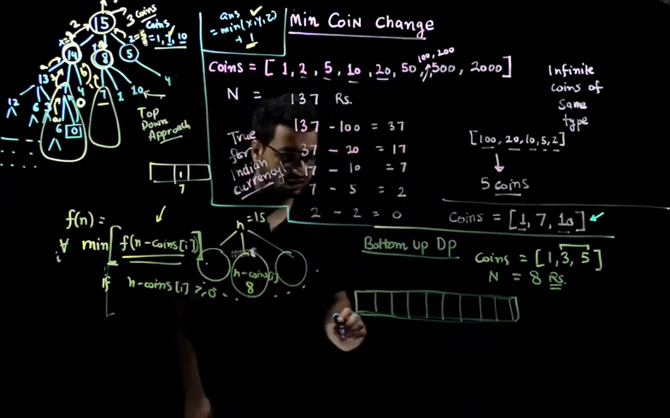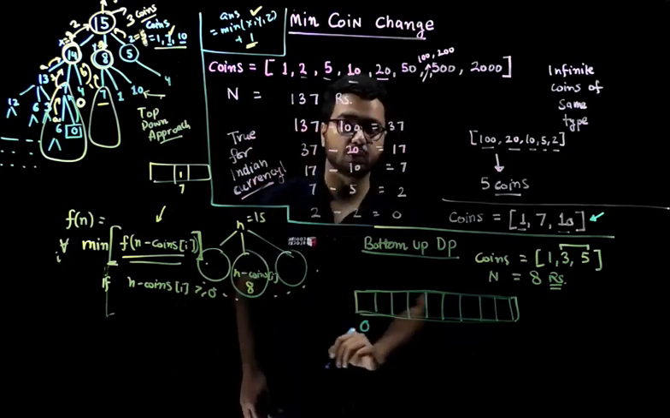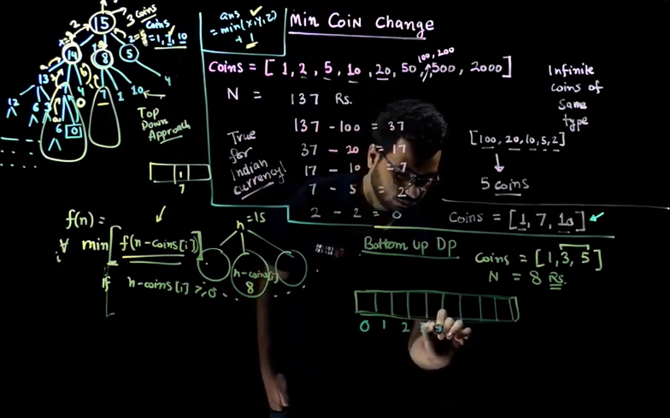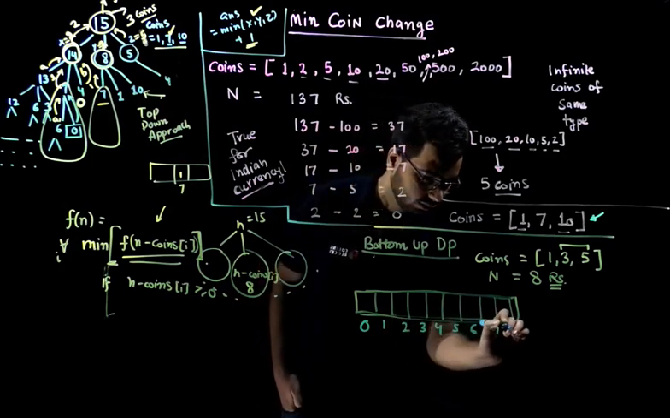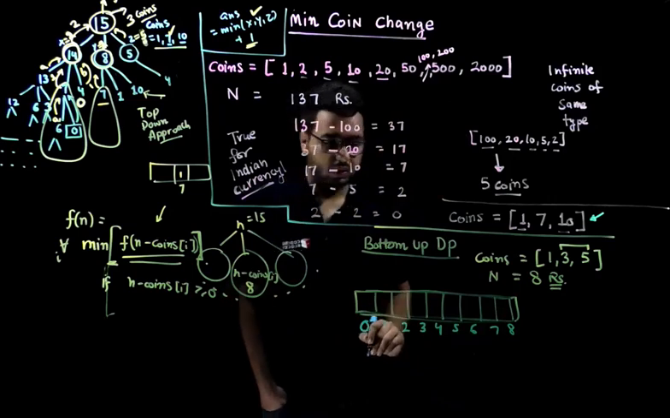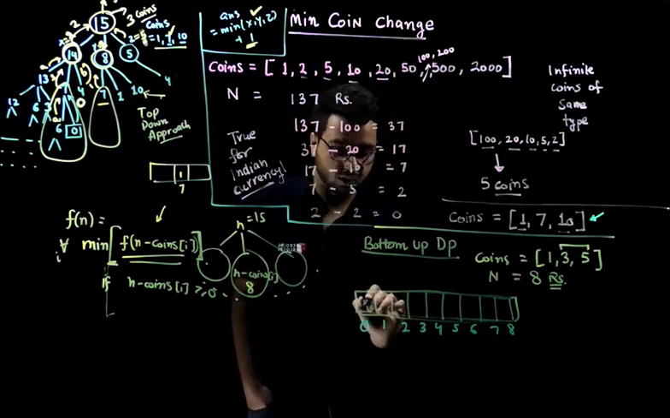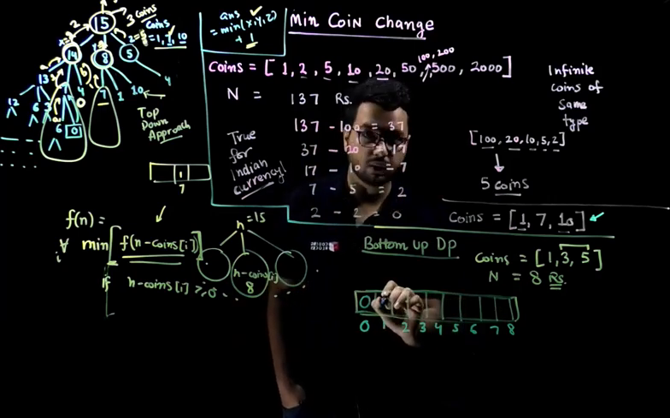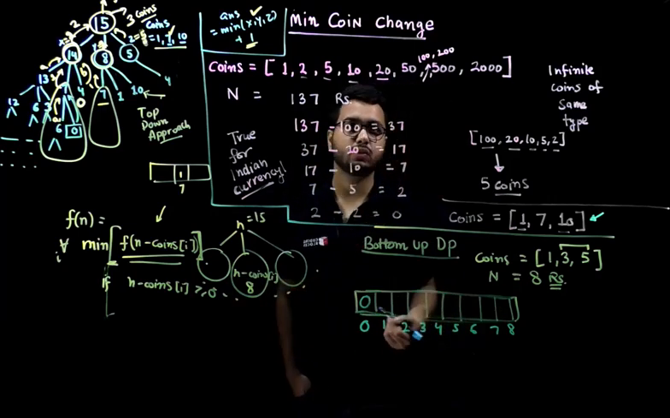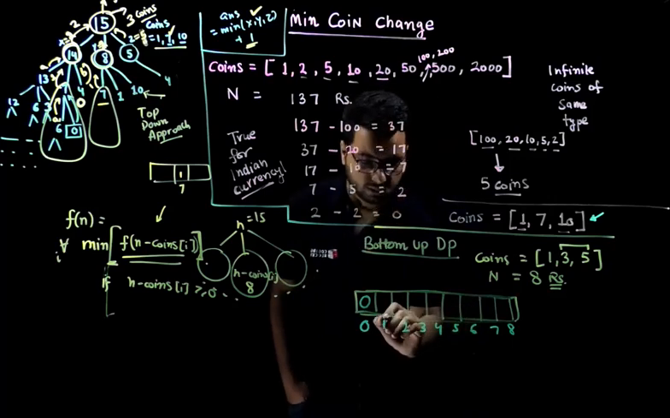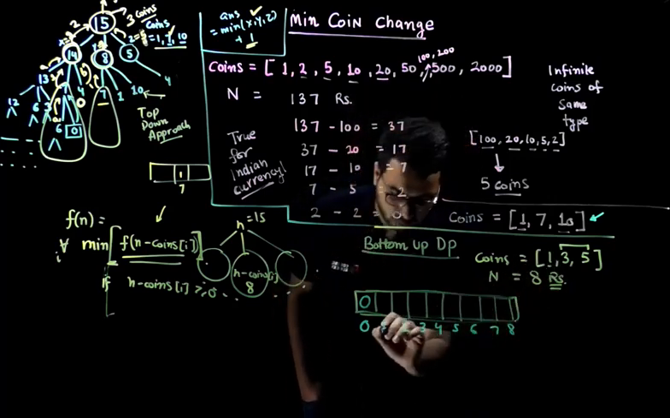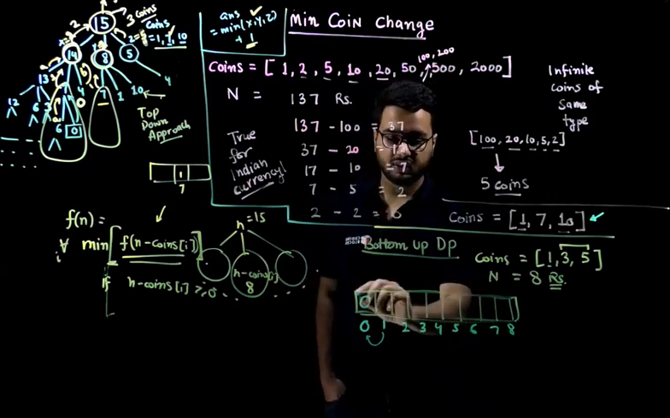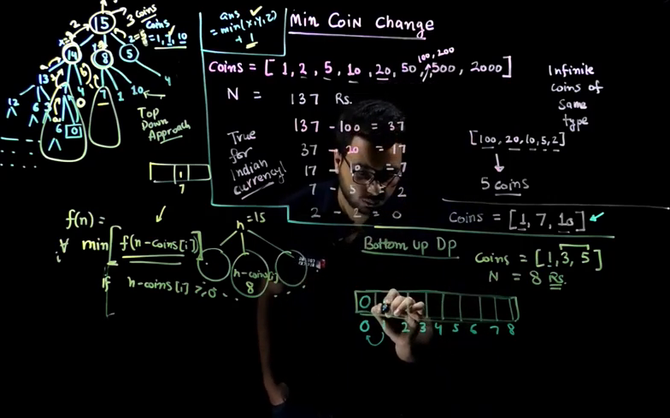Okay. So let's see what is the answer for n equals 0, 1, 2, 3, 4, 5, 6, 7, 8. In order to make a change for 0, I need 0 coins. In order to make 1 rupee, how many coins would I need? From 1 I can go to 0 by picking a 1 rupee coin. So this would be minimum of this plus 1, so it is going to be 1.